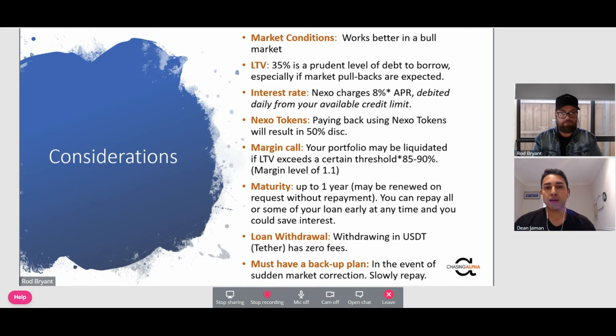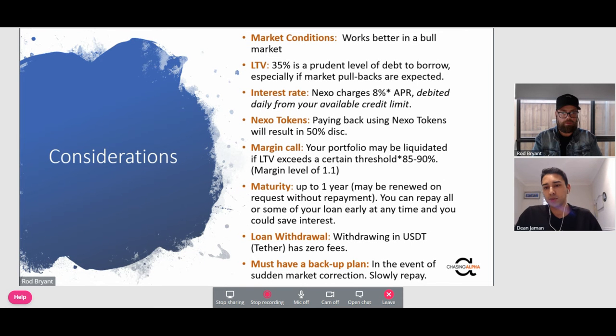The margin call. If your LTV rises past a certain threshold, you could get a margin call, which is obviously a concern, and it's a big risk. That's why we always recommend not over-leveraging. So the margin level here is 1.1. Your total valuation must be 1.1 times the amount that you borrow. That's the maximum. Or the other way of looking at it is, when your loan becomes 85 to 90% of your total valuation, that's when you have a problem.